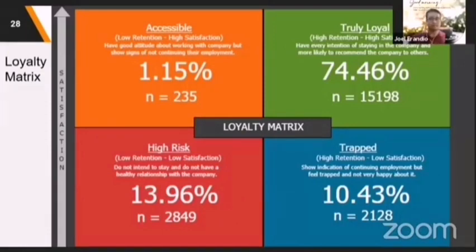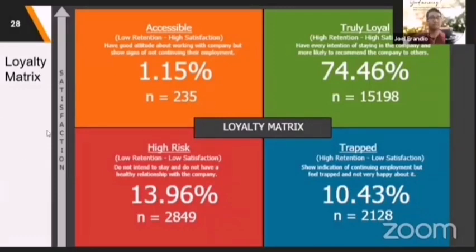So loyalty, the horizontal part, maybe it's not visible on the screen. The horizontal axis focuses on the behavior. In my presentation, this is retention in our case. And then the vertical axis, the satisfaction. Okay? So retention talks about the future. Are they planning to stay in our setup? Are they planning to stay inside the university, whether you are a faculty or a non-teaching personnel?